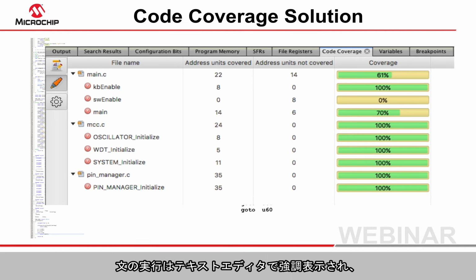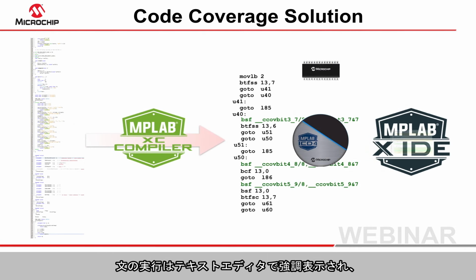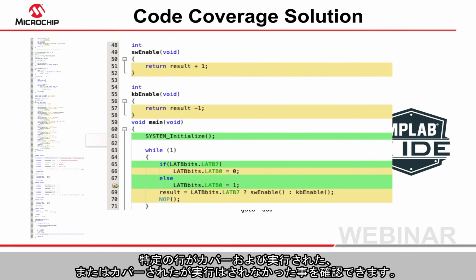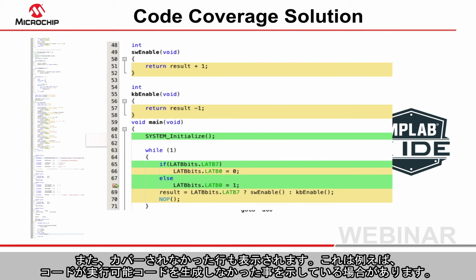Execution of individual statements in your program is shown using highlights in the text editor, which indicate whether the lines of source were covered and executed, or covered but not executed. It also shows lines that were not covered, which might, for example, indicate that the code did not produce any executable code.